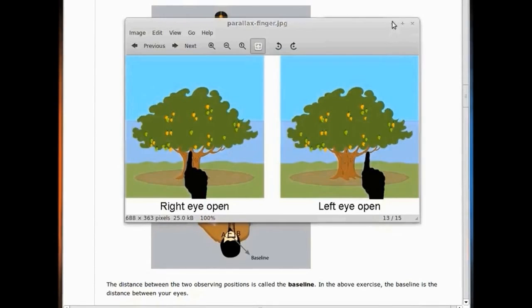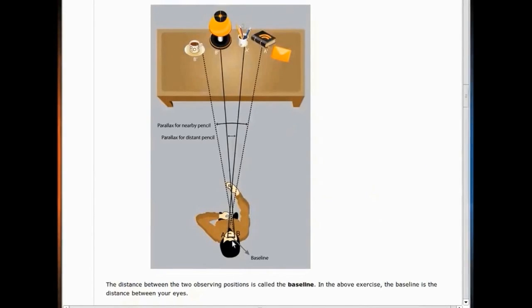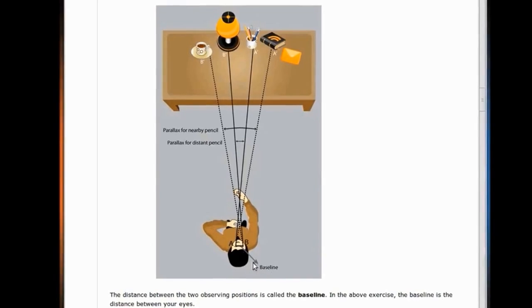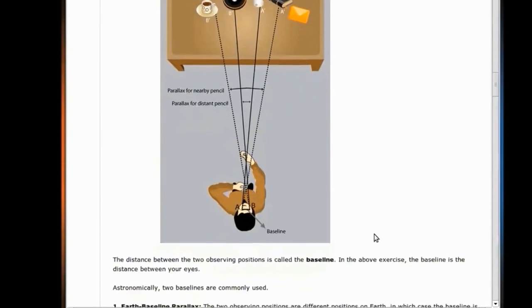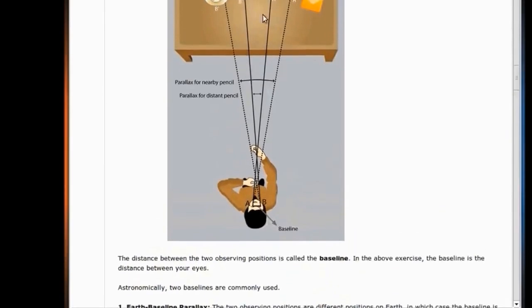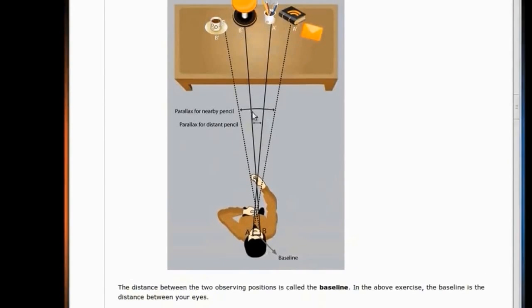So how much has it changed? Well, in this case, you've shifted from looking from one position where one eye is, to the other position where the other eye is. The amount that you've changed, the distance between those two observations, we call that distance the baseline. And if you wanted to, you could measure the distance between your eyes and then figure out how far away something is based on how much it appears to shift.